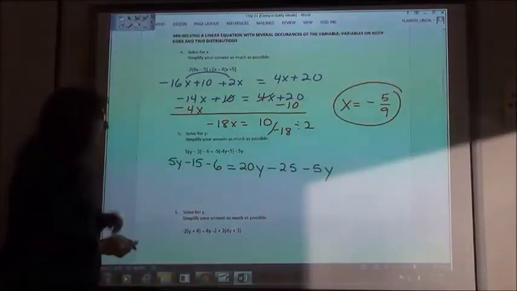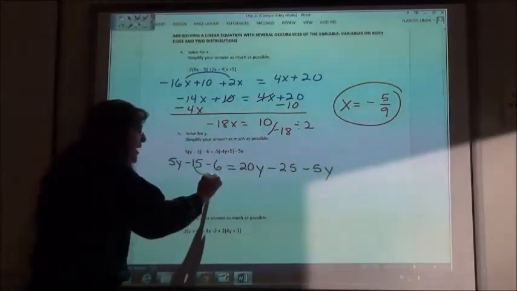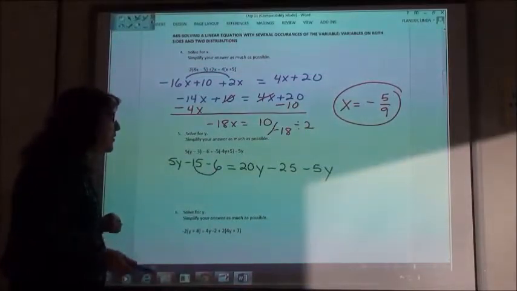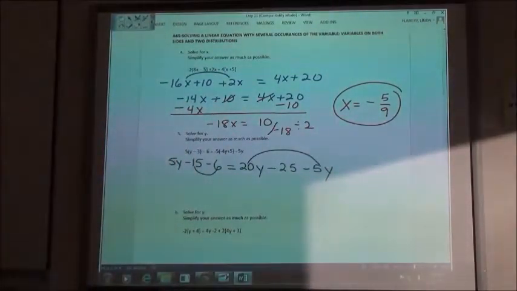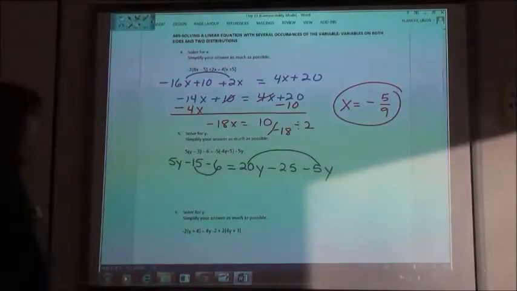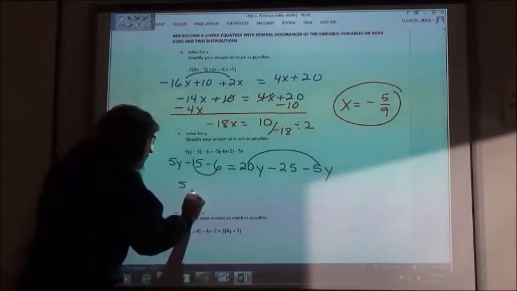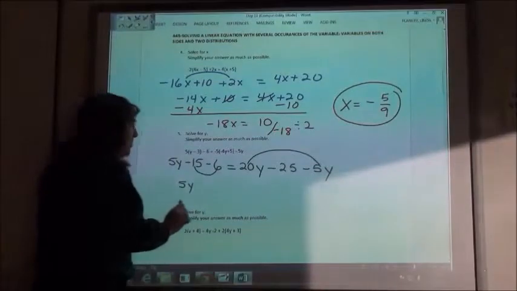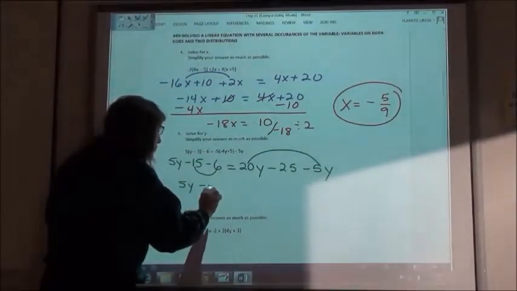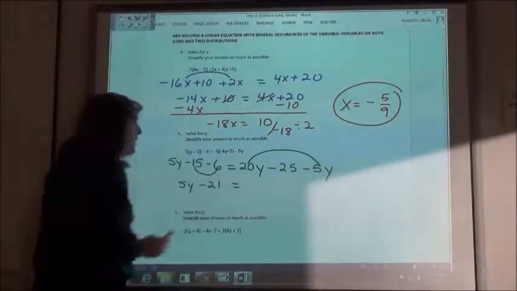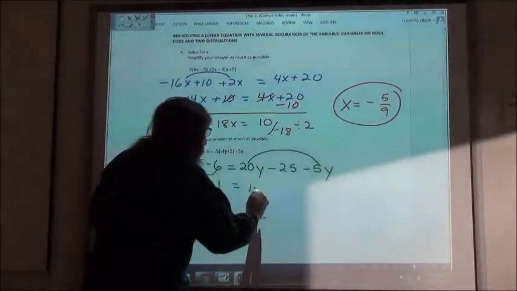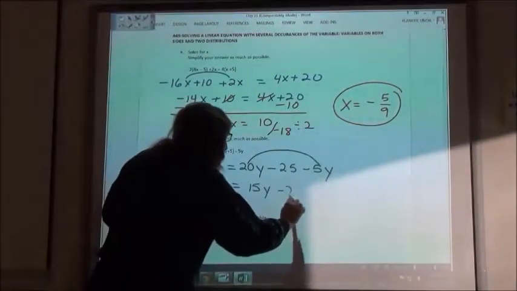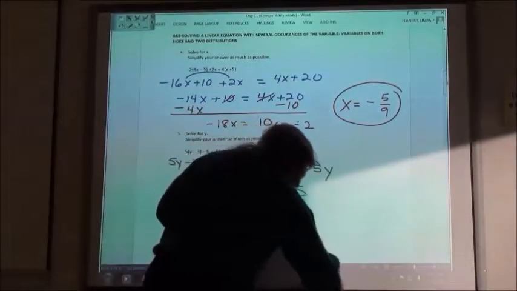Since we've got a whole bunch of terms there, our first step is going to be combining the like ones that are on the same side. We're going to put the negative 15 and the negative 6 together on the left, and the 20y and the minus 5y together on the right. So it's going to be 5y minus 21 equals 15y minus 25. Now we can solve it like we did before.